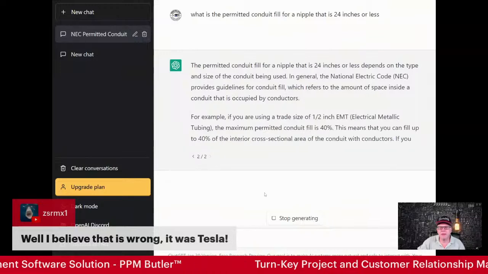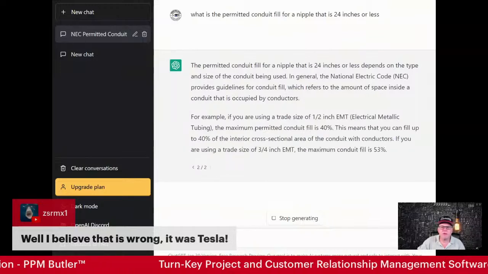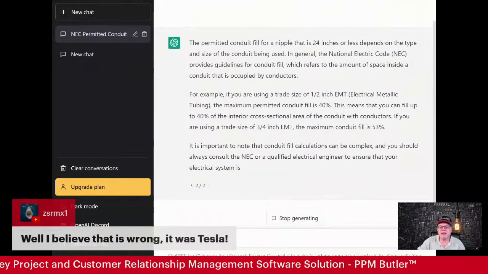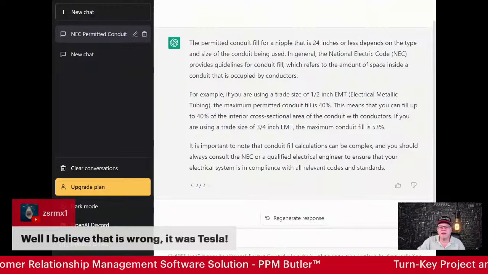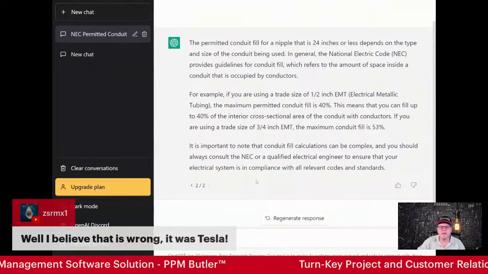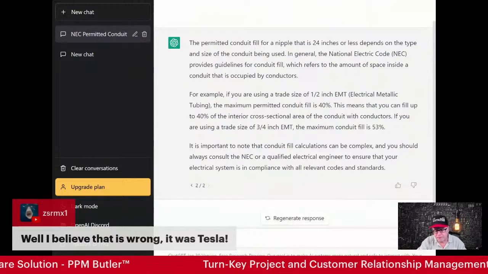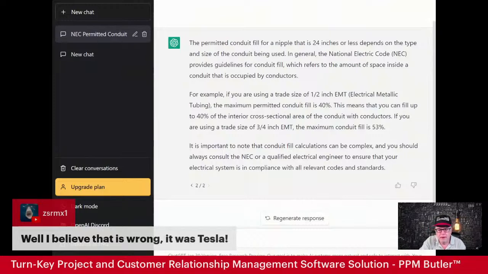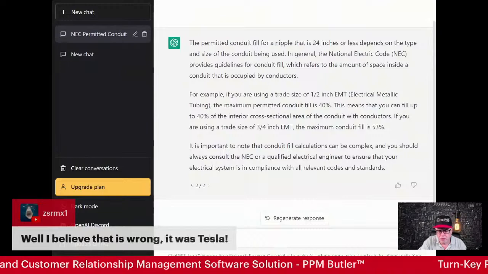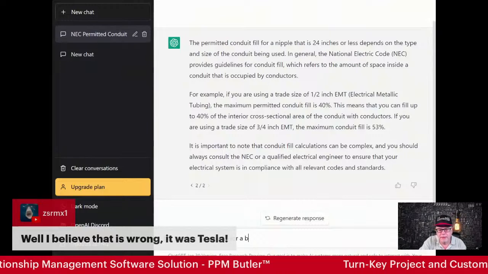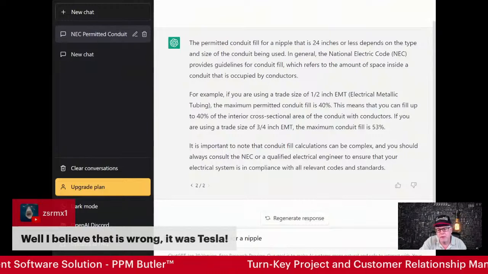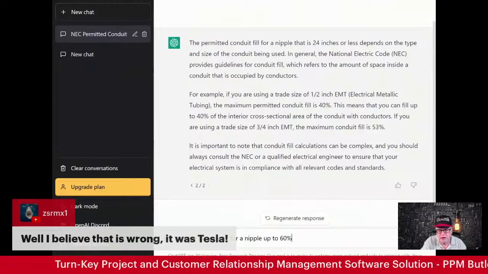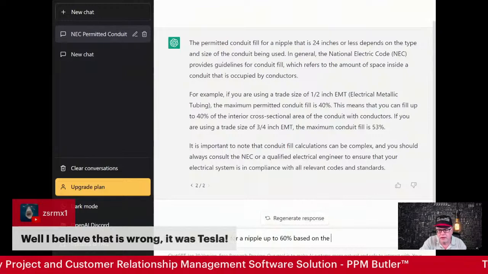All right, so it's giving me the 40% for when you have over 2 conductors in there, that type of thing. It's giving me 53, but it's not giving me, so here I'm going to do a response, right? But isn't the raceway fill for a nipple up to 60%? Based on the NEC.